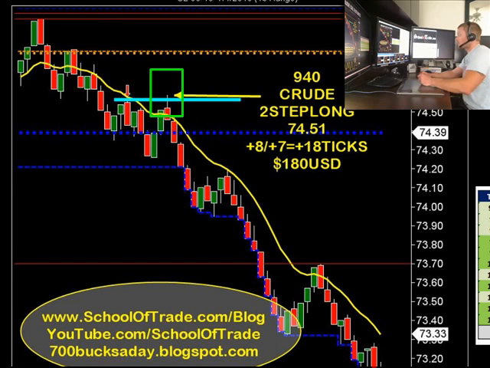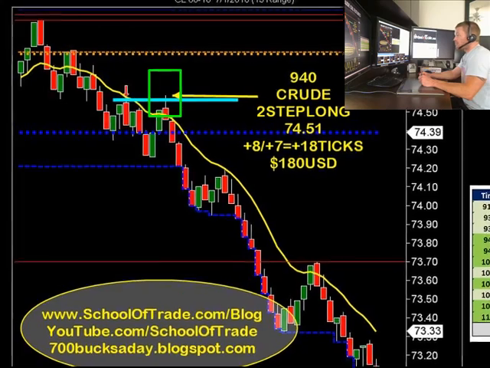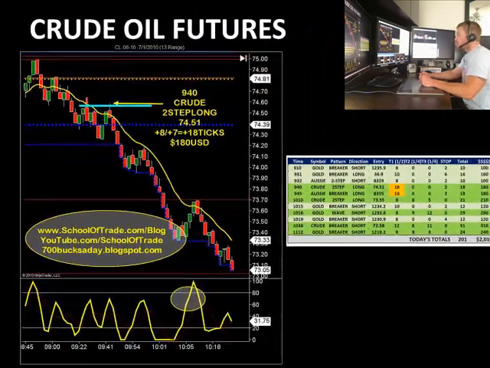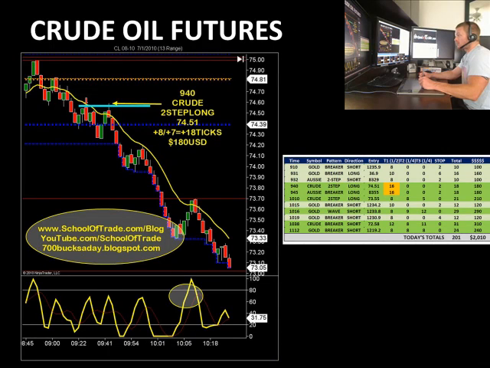Now this again is a 13 range chart, so you're not going to be able to see as much of it there, but that's where the two-step long was. 74.51, plus 8, and then plus 2, 18 ticks there, guys. Now back to the Aussie.